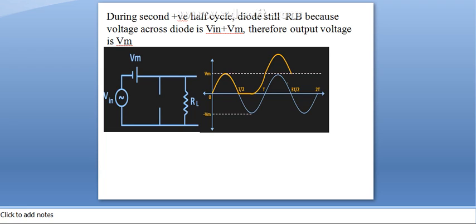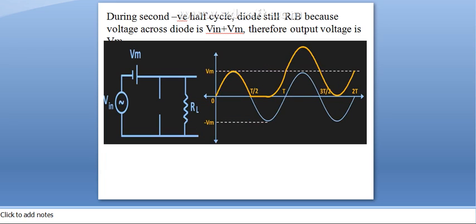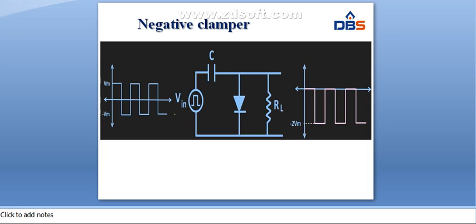So during the second positive half cycle, the diode is still forward biased because the voltage across the diode is Vin plus Vm, therefore the output voltage is V maximum. During the second negative half cycle, the diode is still reverse biased because the voltage across the diode is Vin plus Vm, therefore the output voltage is V maximum. So it is a negative clamper circuit.